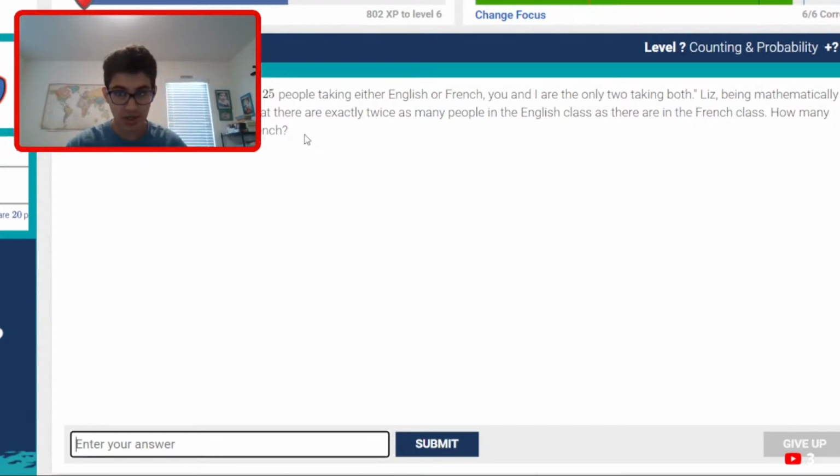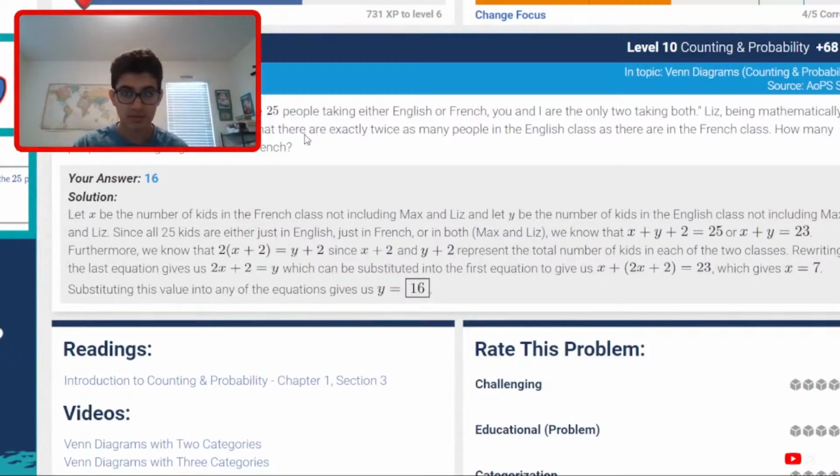So that's 27. There are exactly twice as many people in the English class as there are in the French class. So since it's 27, it'll be 18 in the English class. But remember, there are two who are taking English and French. So that means it'll become 16 in the English class who are not taking French. Okay, done. We mastered that as well.